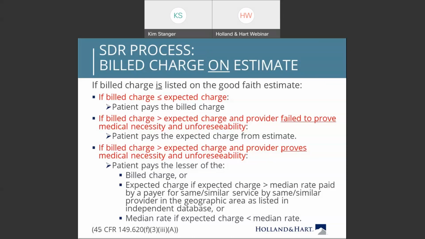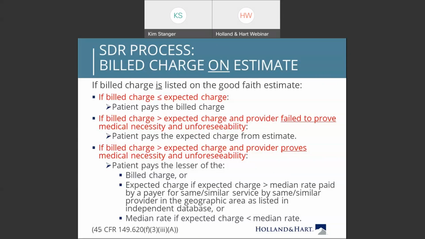On the other hand, if you win, if the billed charge is greater than the expected charge and the provider proves that the additional items provided were medically necessary and were the result of unforeseen circumstances that caused the variation from the good faith estimate, then the patient has to pay the lesser of the following. They don't automatically get the billed charges. Instead, they get the lesser of the following.